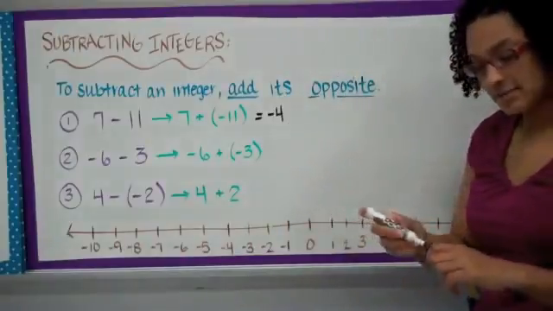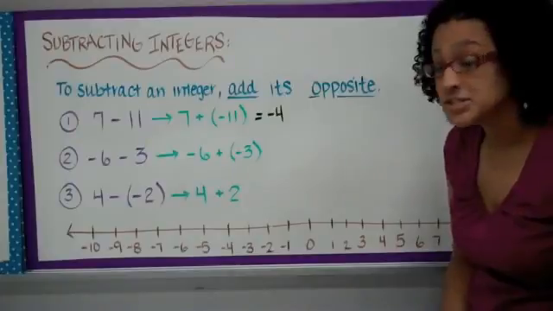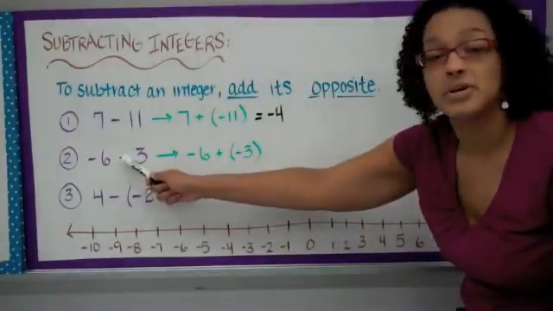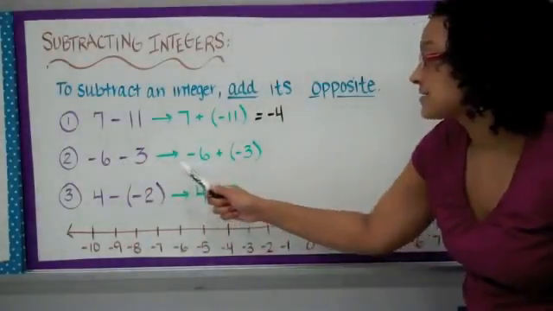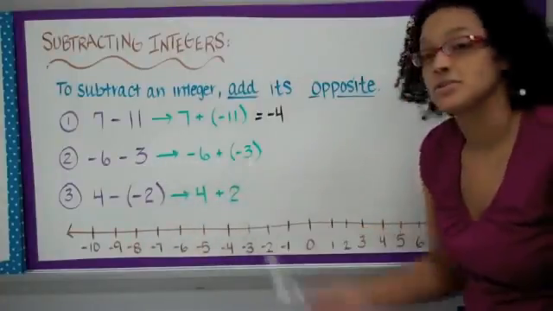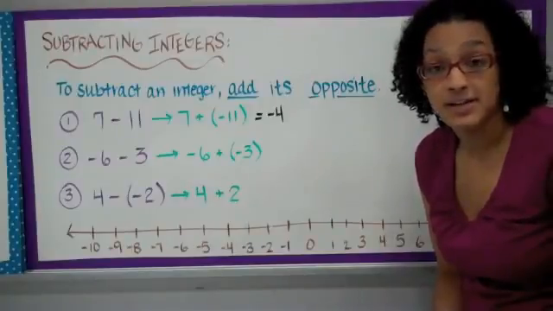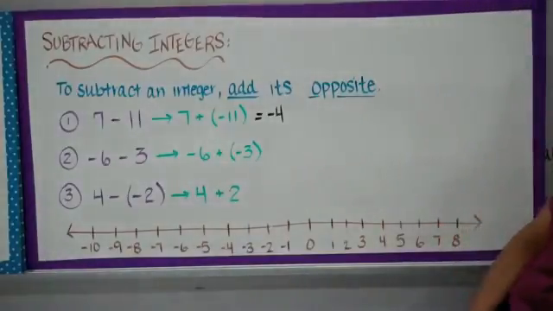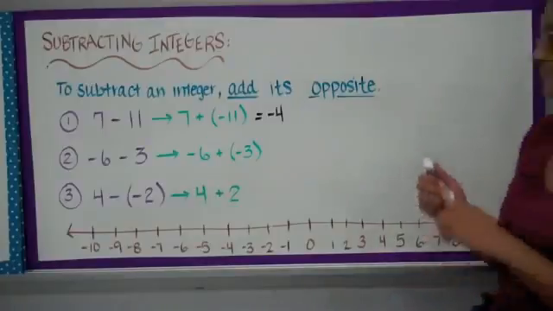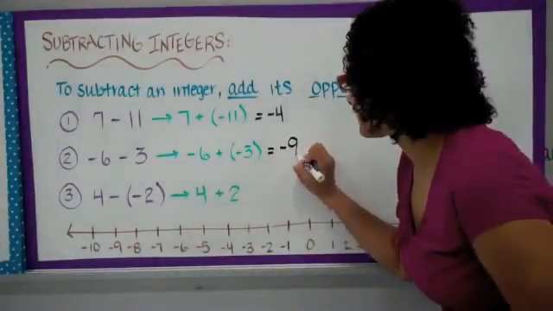The second example, negative 6 minus 3. We're going to change it to an addition problem. So instead of subtracting, we're going to add the opposite. Negative 6 plus the opposite of 3, which is negative 3. So negative 6 plus negative 3. If you'd like to pause it to find the answer, go ahead. The answer for that one is negative 9.